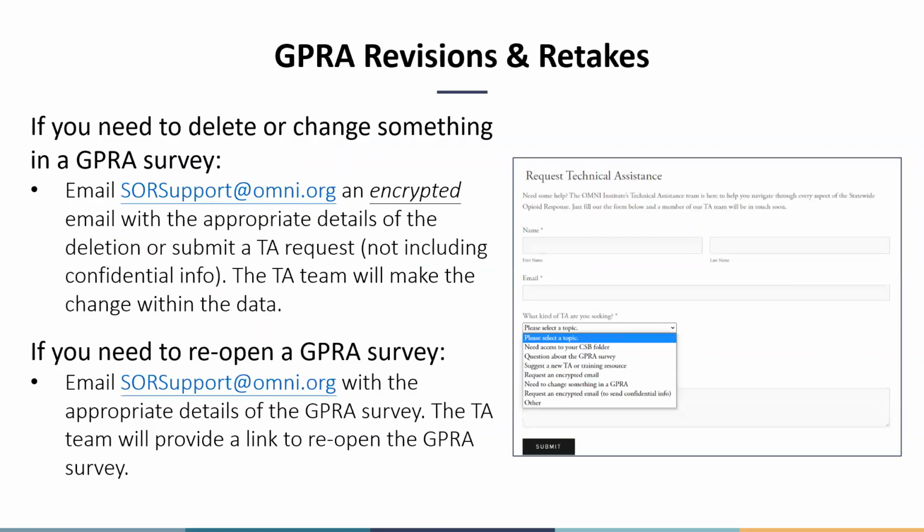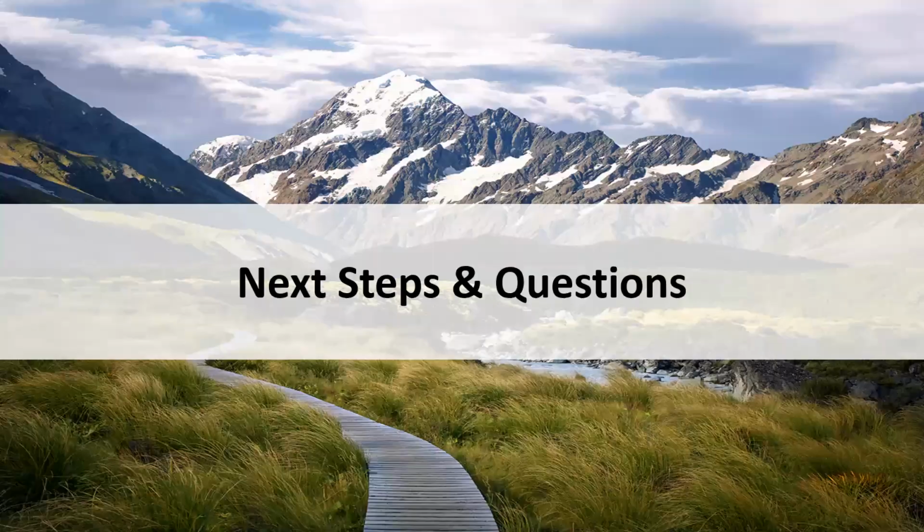And if you find that you need to change something in a GPRA survey, you can email us or use the website's TA request form. Please don't send confidential info like the client's ID via unencrypted email or TA request form. Instead, send an encrypted email or request an encrypted email to respond to with the confidential info. On Omni's end, we can make changes to the data and reopen a GPRA and give you that link to go back in so that you can make changes or continue if you accidentally X'd out of it. And now I'll pass it back to Cheryl to go over the next steps and answer any questions folks have.